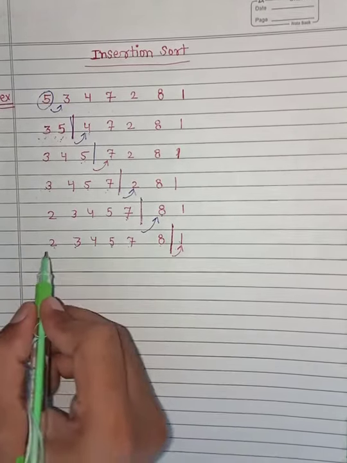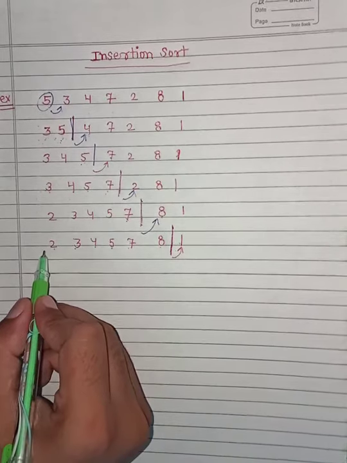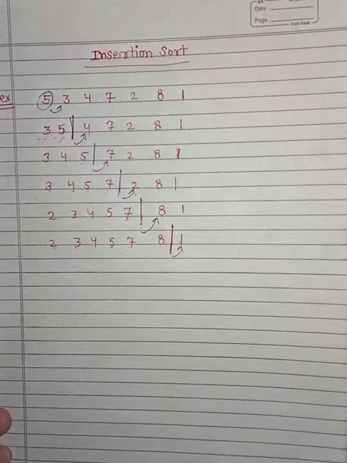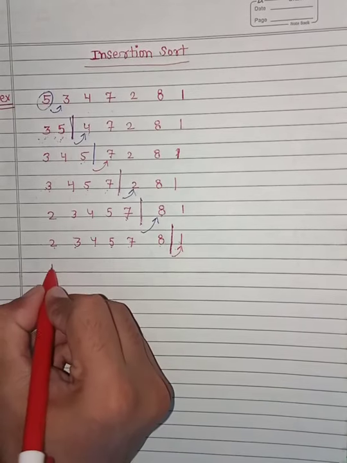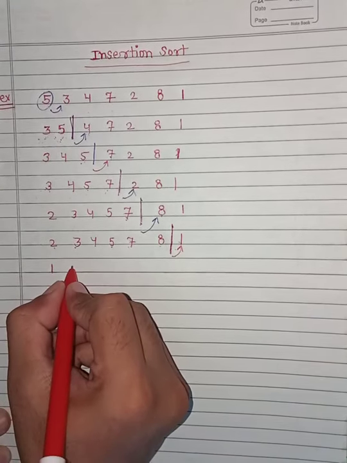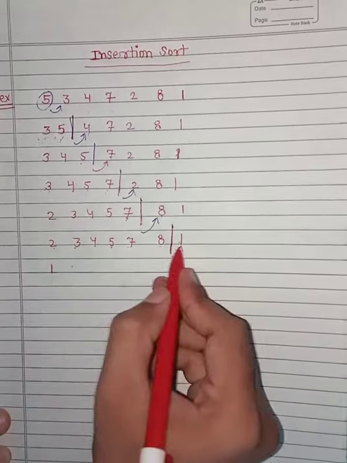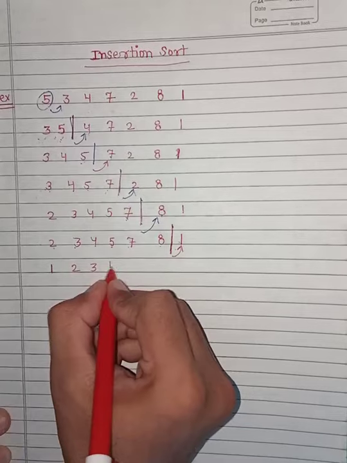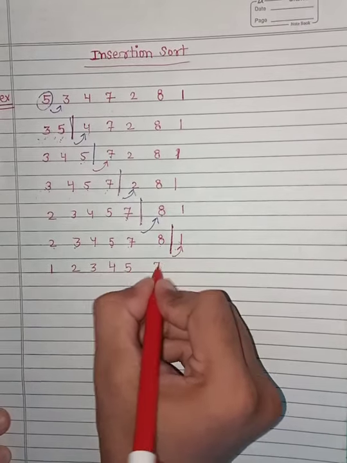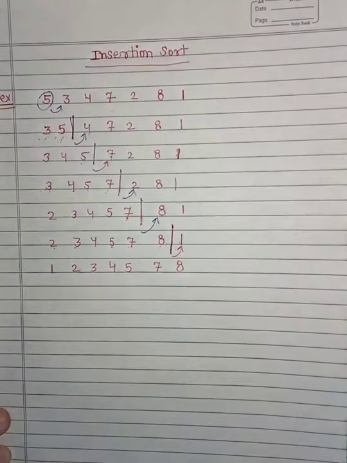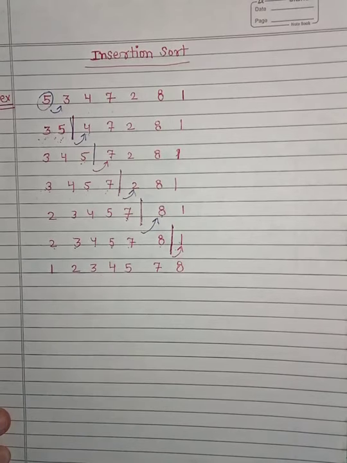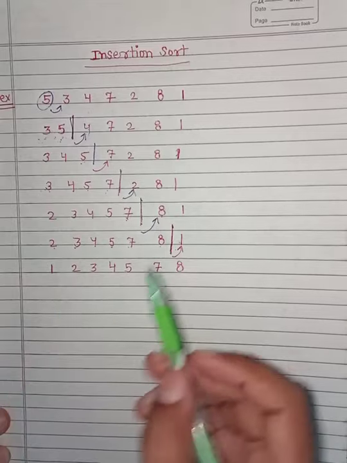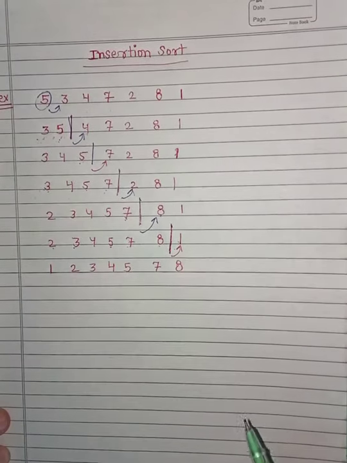So 1 will be shifted, 1 will be inserted at this position at the start. So the array will be now: 1 is at its correct position, then 2, 3, 4, 5, 7 and 8. Now we can see the array is completely sorted using the insertion sort algorithm.